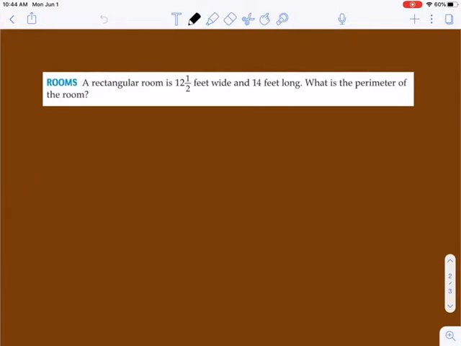So this first one: a rectangular room is 12.5 feet wide and 14 feet long. What is the perimeter of the room? All right, this isn't a hard problem. With word problems in general, I try to draw as much as I can. I think it's really important to get a sense of what the problem looks like.